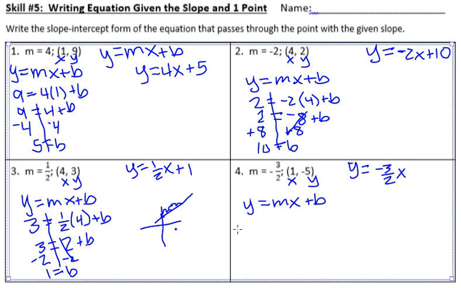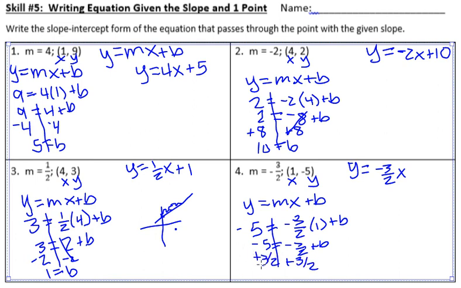So y here is equal to negative 5. So negative 5 is equal to my slope, which is negative 3/2, times 1, plus b. So I know that means negative 5 is equal to negative 3/2 plus b. Now I need to add 3 halves to both sides. So I add 3 halves.